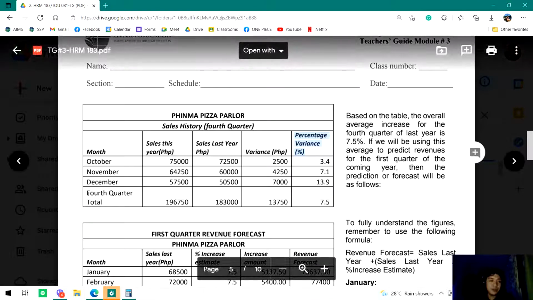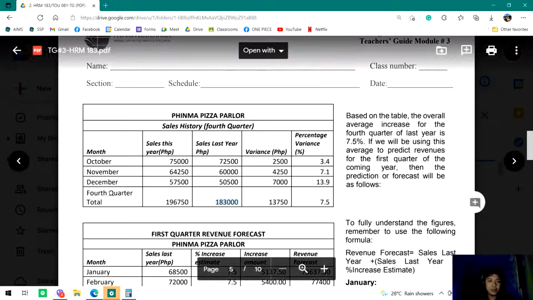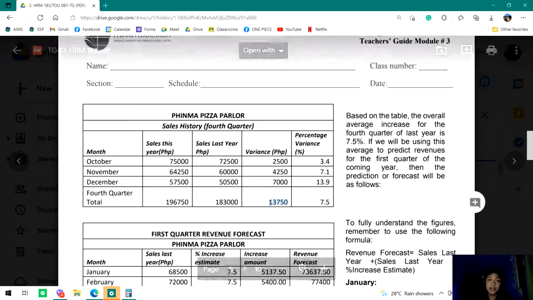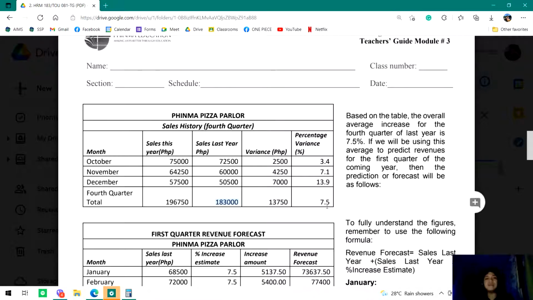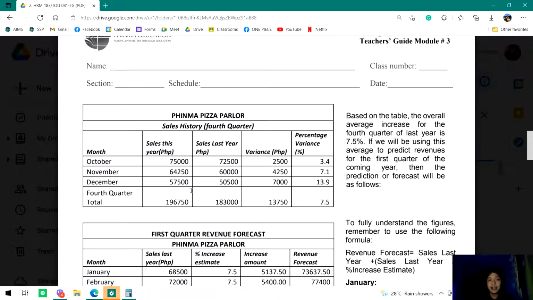So, this was the fourth quarter of this year. Let's say, for example, this is 2020. Fourth quarter of 2020. So, ito yung total sales this year, total sales last year, 2019, during the fourth quarter. And then yung variance niya, yung pinagkaiba ng sales. And then yung percentage variance natin ng total, which is 7.5.